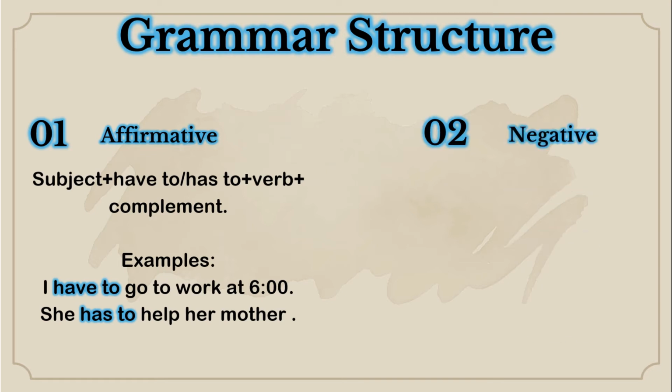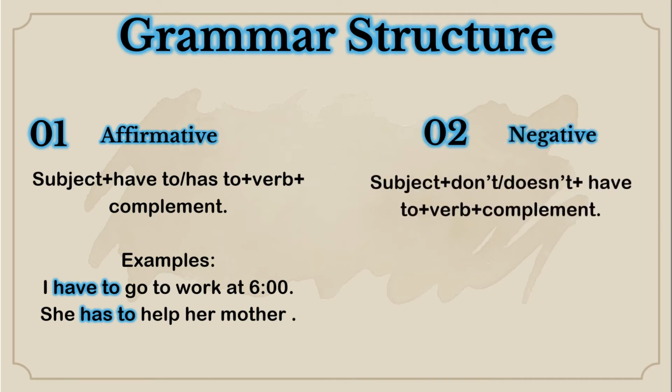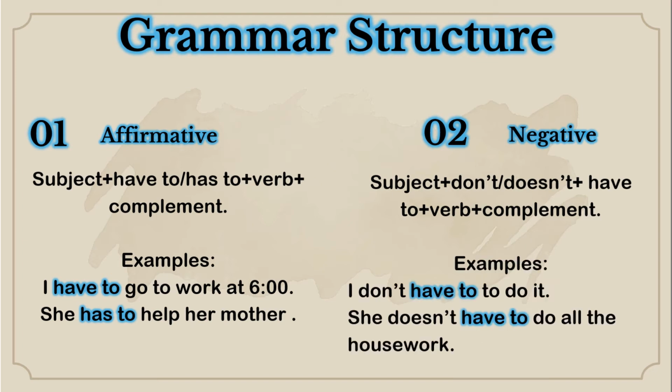Then you have the negative form, subject plus don't or doesn't. Remember that we are going to use the auxiliary do or doesn't, depends on the subject, because have to is like a semi-modal, so it needs to use an auxiliary. Plus verb plus the complement. Examples. I don't have to do it. She doesn't have to do all the housework. Somebody else could help her, right?